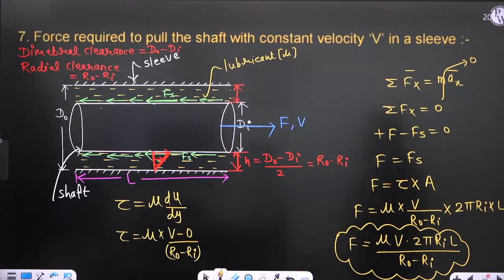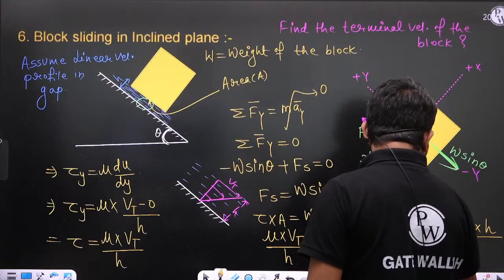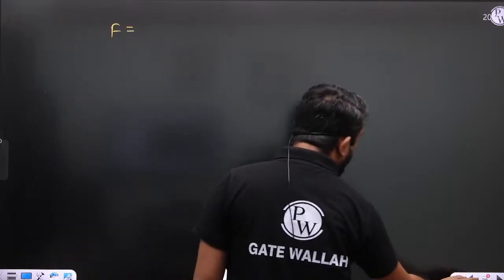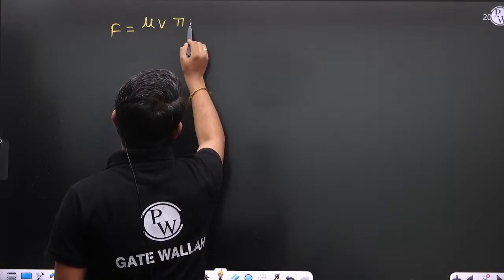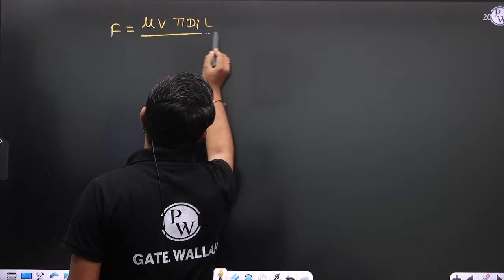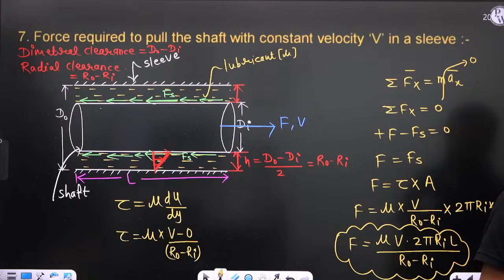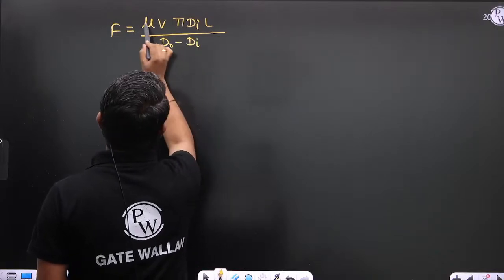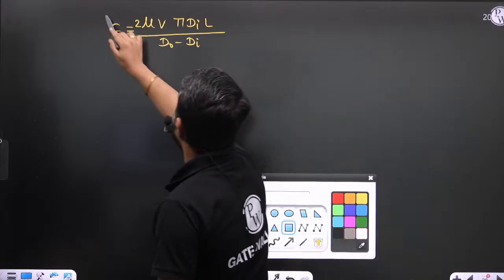Any doubt on this? Or you can write in this way also. F is equal to, you can write in this way also, that is mu v pi DIL, right? Mu v pi 2 Ri, so di, 2 Ri is equal to di. So pi DIL upon d naught minus di, right? You can write in this way also.